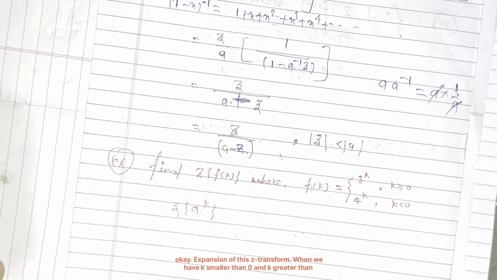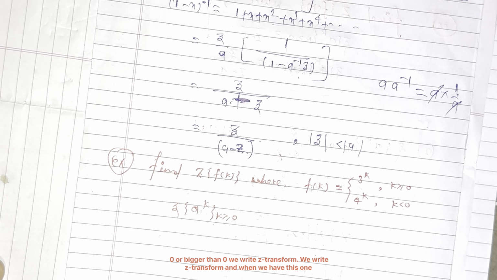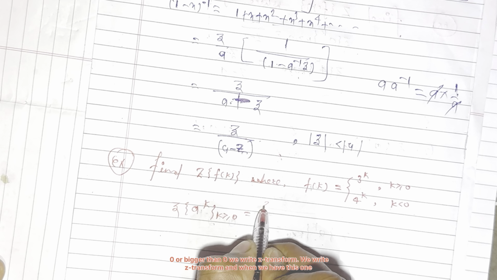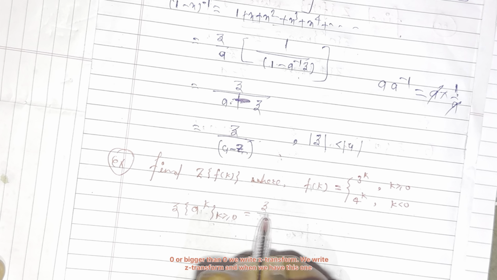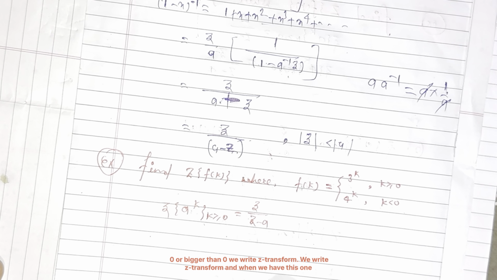Okay, the expansion of this Z transform when we have k smaller than 0 and k greater than or equal to 0. First of all, we take k greater than or equal to 0. When the terms are 0 or bigger than 0, we write Z upon Z minus a.